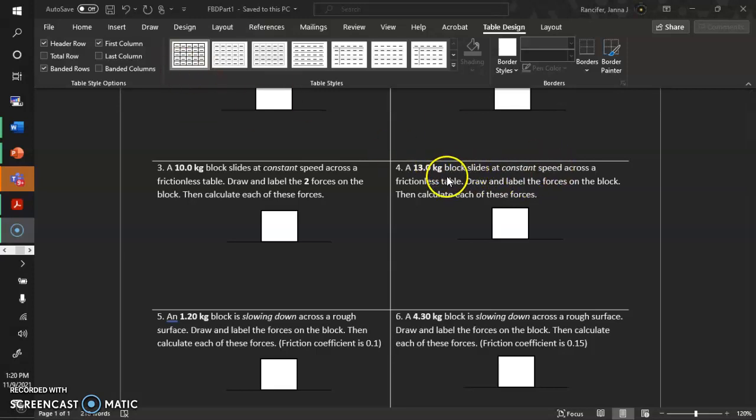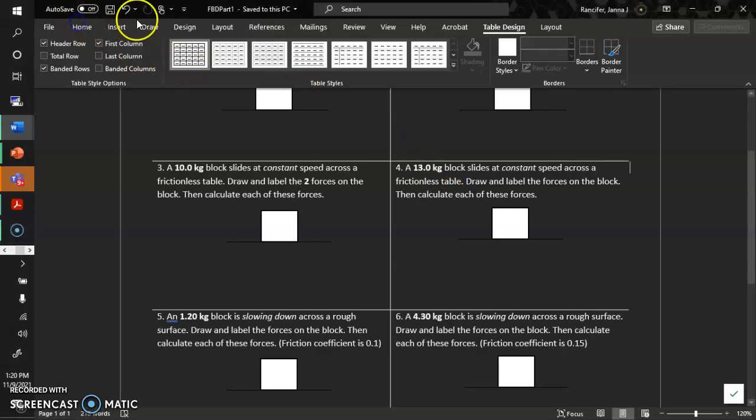Alright, question number 4. A 13 kilogram block slides at constant speed across a frictionless table. Draw and label the forces on the block, then calculate each of these forces.